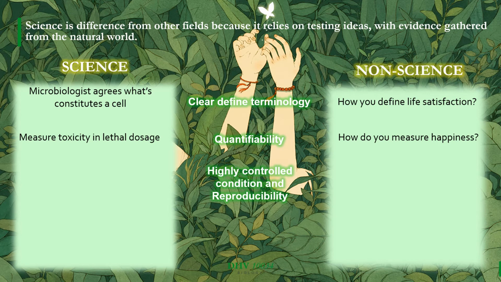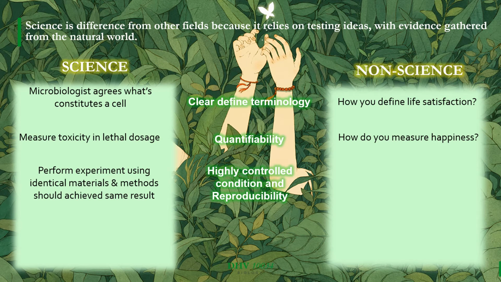In terms of highly controlled conditions and reproducibility, in science, when we perform certain experiments using identical materials and identical methods, we can get the same results. But in non-science, even in a very controlled study, we cannot get the same results, as in an economy study.